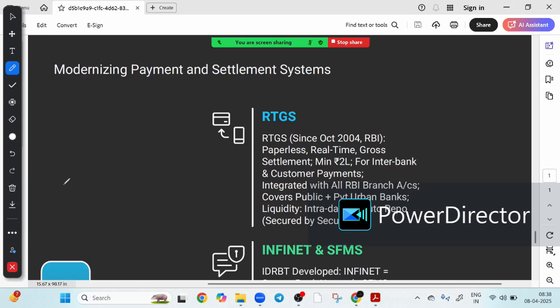Now friends, let's begin with RTGS. RTGS is called the backbone of our high value transactions. It was launched in 2004, right? RTGS allows real time and gross settlement of payments. So what is the meaning of real time?